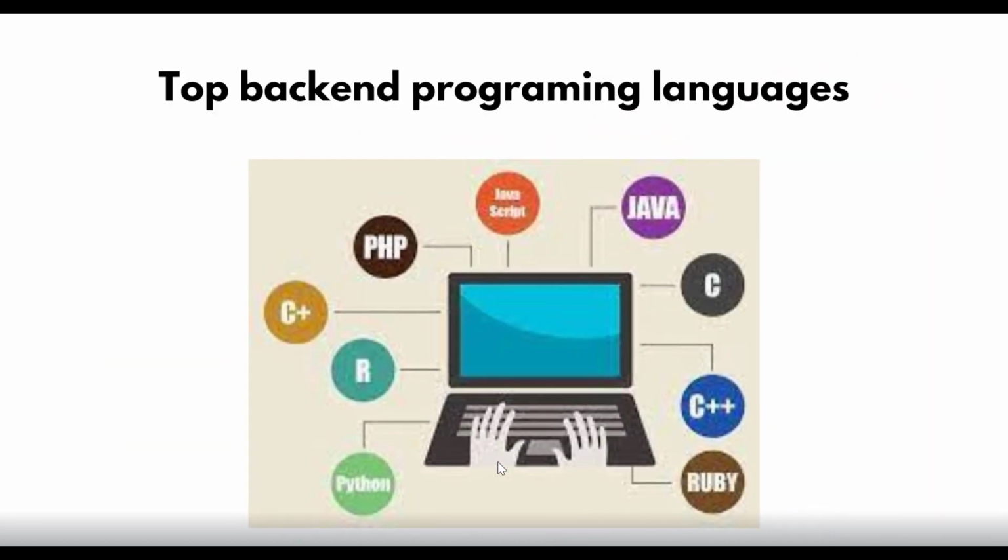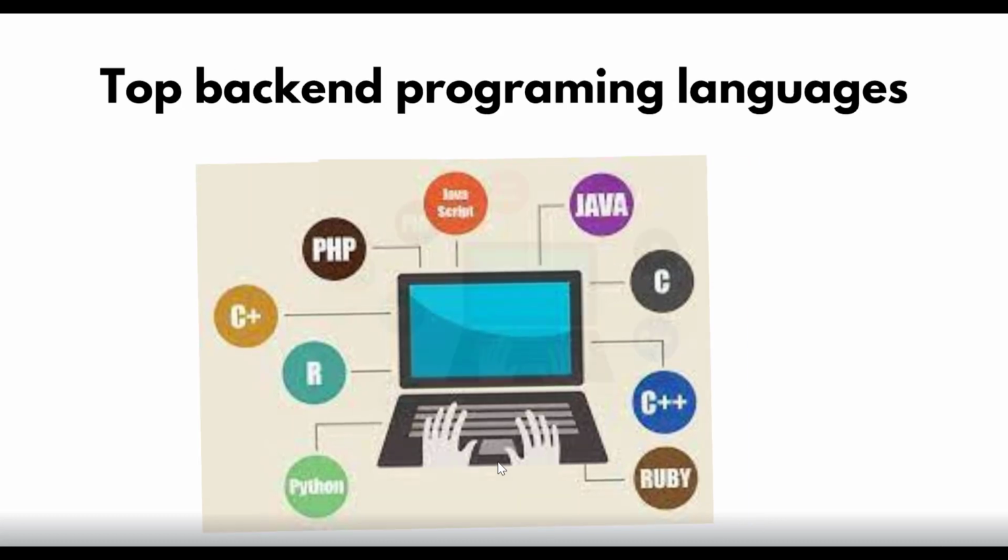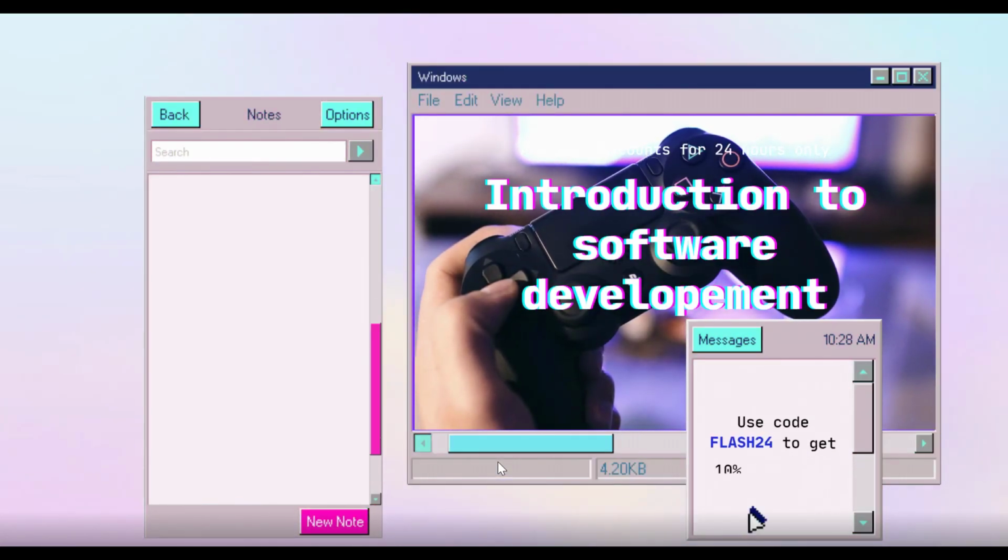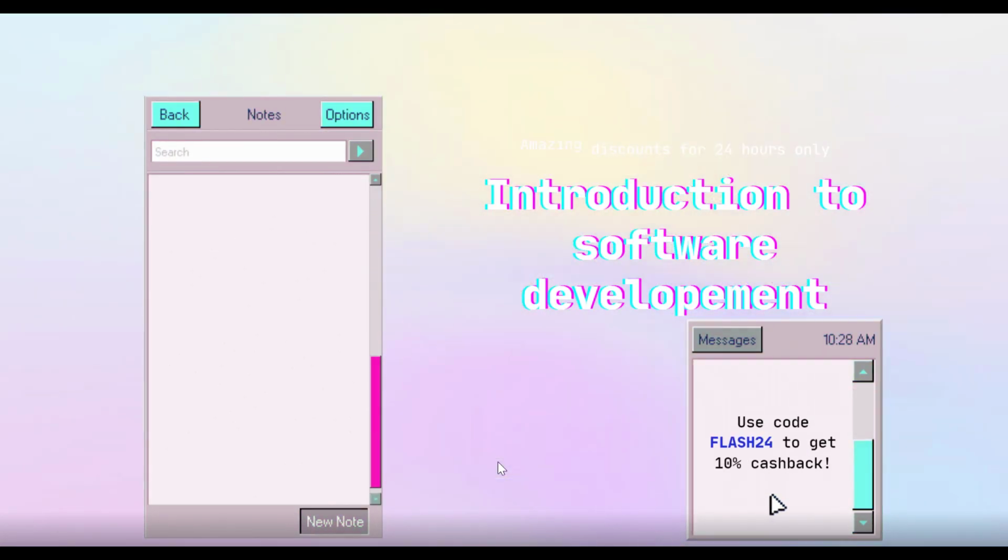For back end, you can use the following languages: Python, R, C++, PHP, JavaScript, Java, C, Ruby, and there are also tons and tons of other languages out there that you can use to do your back-end development. We will be leading you to an introduction course into web development that will be coming soon.